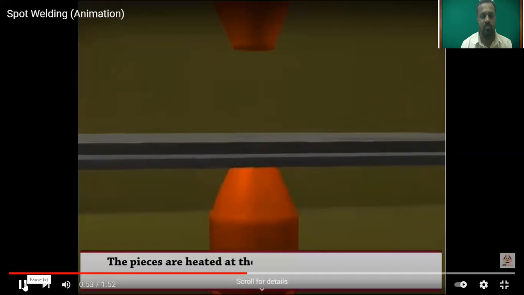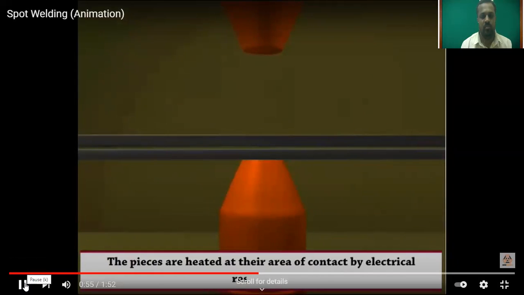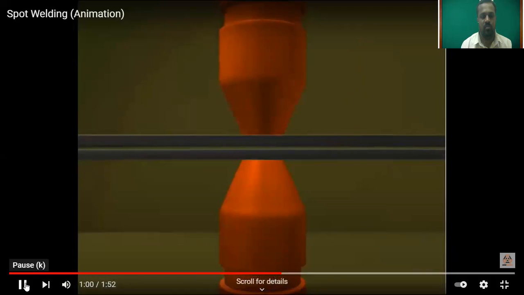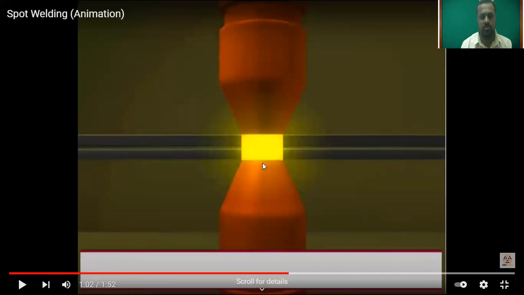The pieces are heated at the area of contact by electrical resistance. Now see, these are the copper electrodes, and in between them we have put the plates. These are the workpieces, and through the electrodes we are passing the current. Because of that current, the plates will heat up and the welding is carried out. Only one spot is given, so this welding is called spot welding.